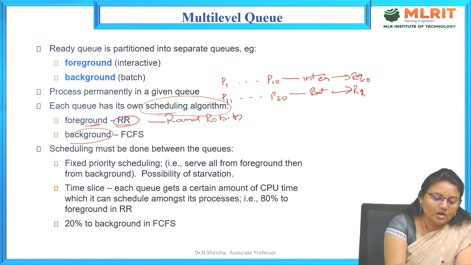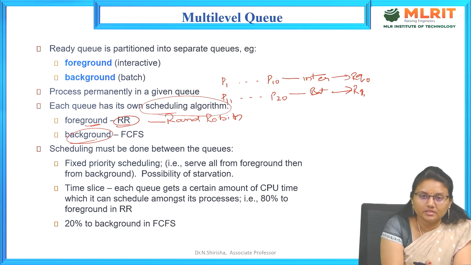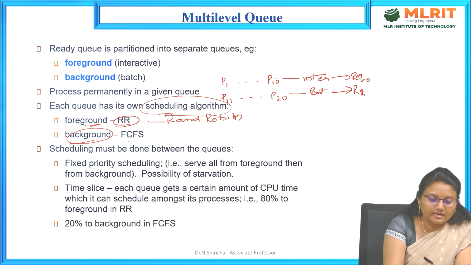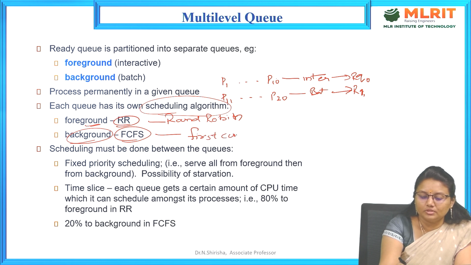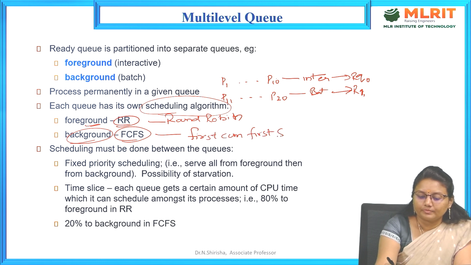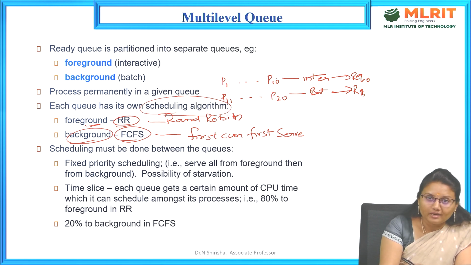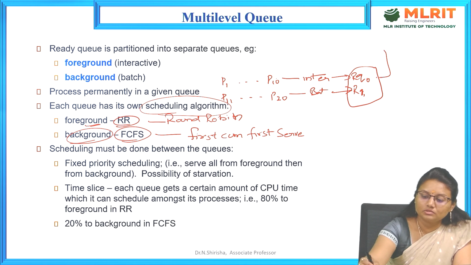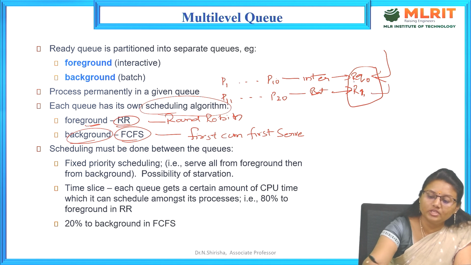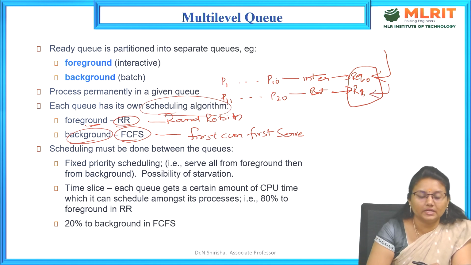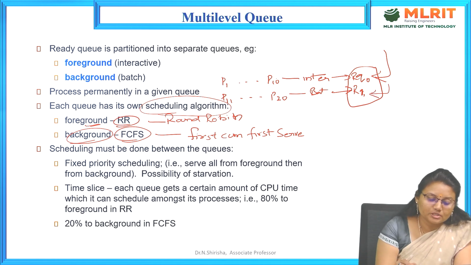Similarly, the processes residing in the background can run using the first come, first serve scheduling algorithm. So these are the 2 scheduling algorithms. Scheduling must be done between the queues. We have 2 queues here. One ready queue will execute its jobs first, and after completion of all these processes, then Q1 will get an opportunity. So scheduling must be done between the queues.